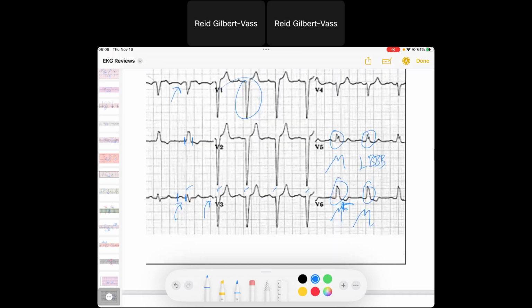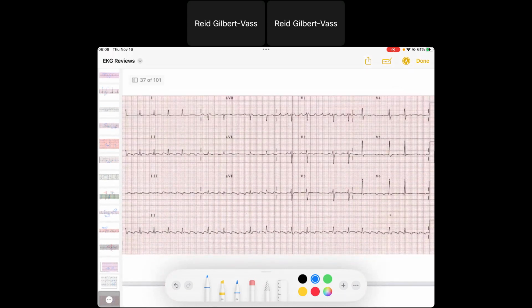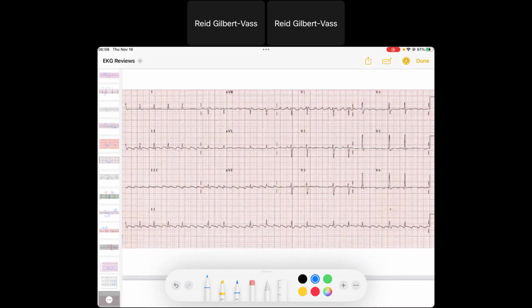All right, so next rhythm here. Let's take a look at the entire rhythm. We've got fast, fast, fast. Kind of irregular. What's going on?